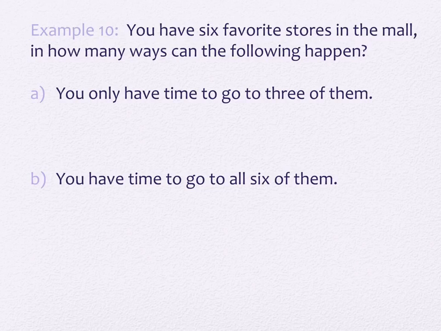You have 6 favorite stores in the mall. In how many ways can the following happen? The first one says you have time to go to only 3 of them. So if I have time to go to only 3 of them, there's only 3 events, right? So the way that I'm drawing them, there's only 3 lines that I'm going to draw on here because there's only 3 stores, there's only 3 events that I'm going to do. My first event, how many choices do I have to go? 6. And presumably we didn't go to the store, leave, and then come back in the store, right? So my second choice there are 5. And then my last choice there would be 4.